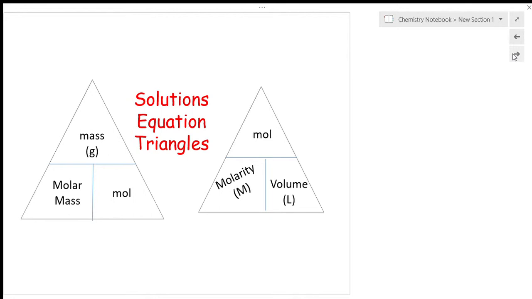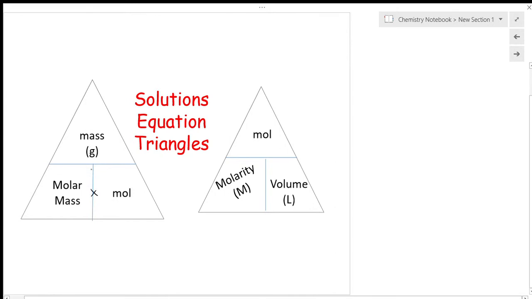If you cover up the unit you're looking for and the two known variables are next to each other, you are going to multiply them together. So for example, if I am looking for the mass, I would take my finger and cover up the mass, and you're going to notice how the molar mass and moles are next to each other. Since they're next to each other, you'll simply multiply these two to obtain the mass.